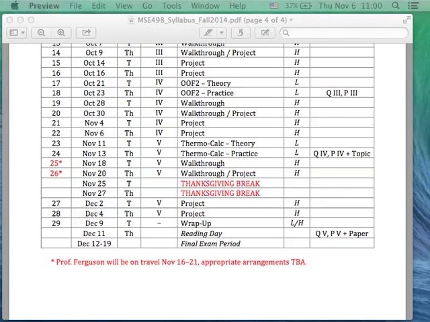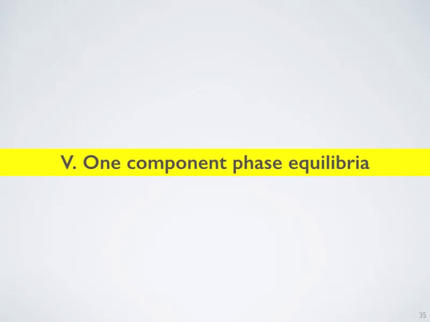Okay, so let's pick up where we left off last time. So let's recast the one component stuff. So my claim was we can understand very easily one component phase equilibria using the thermodynamic framework we built up. Two component is a little more complicated, but if you can understand two component in this graphical manner I'm going to present, then you can understand n components. So let's just recap very briefly the one component stuff.